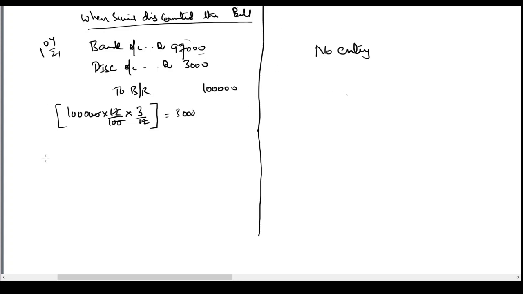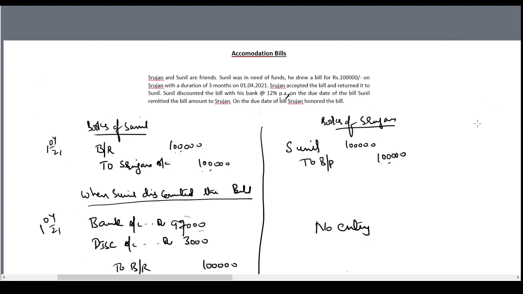So the due date of the bill. Now the bill was drawn on 1st April for a duration of 3 months. So I'll add 3 months here and 3 days here. So 4th of July 21 will be the due date of the bill.